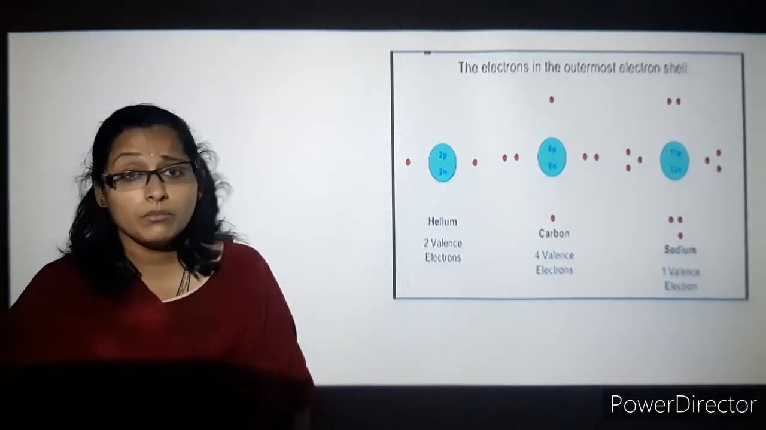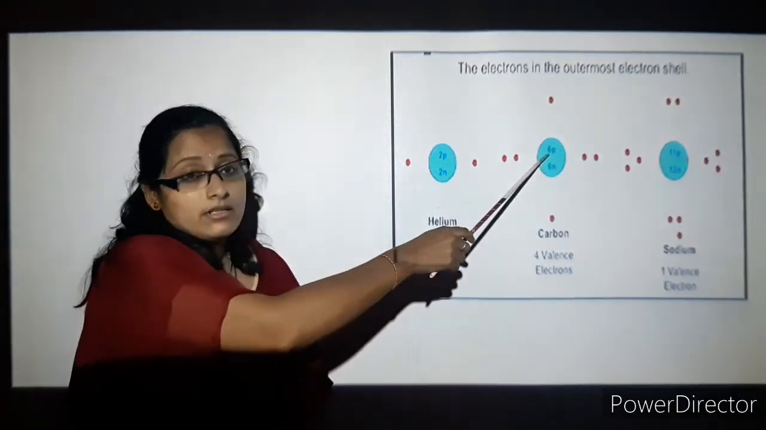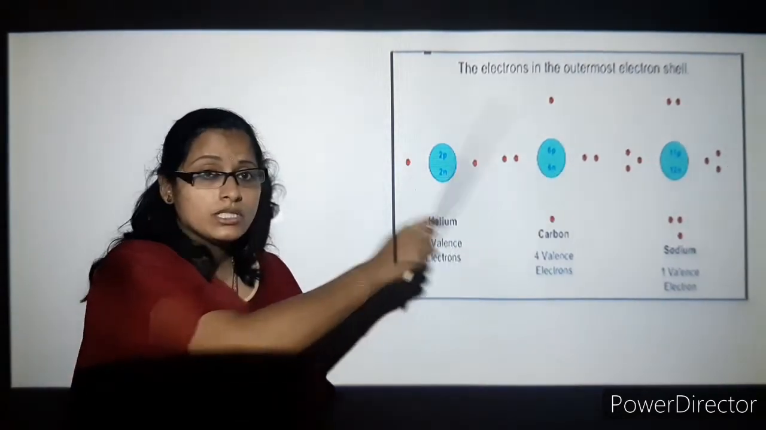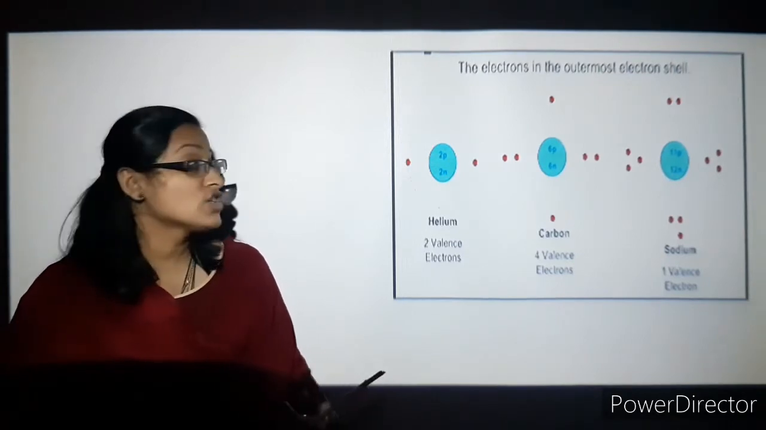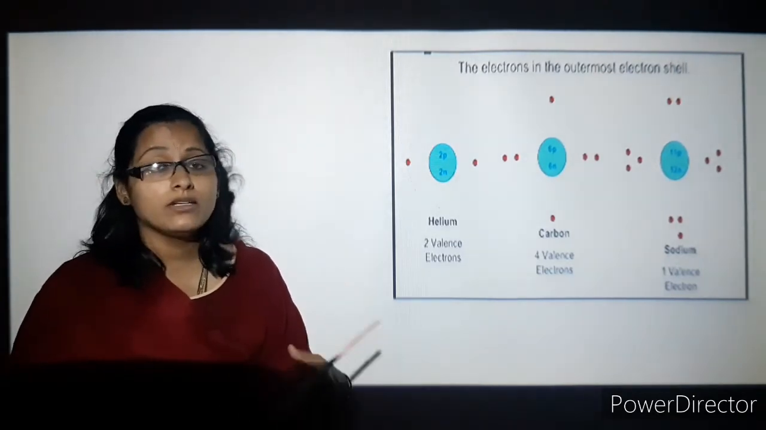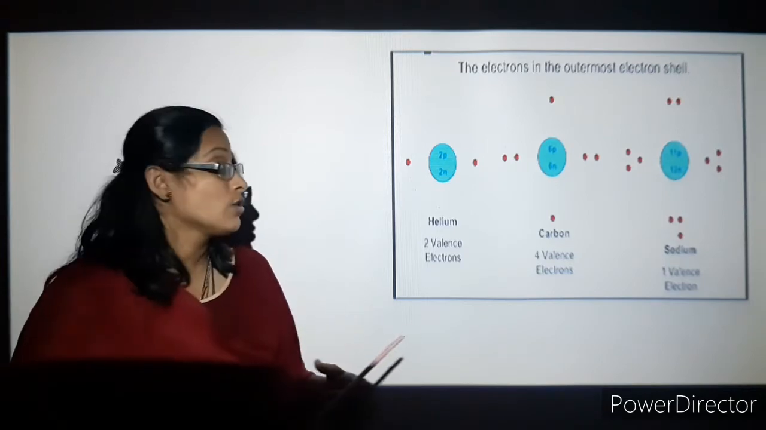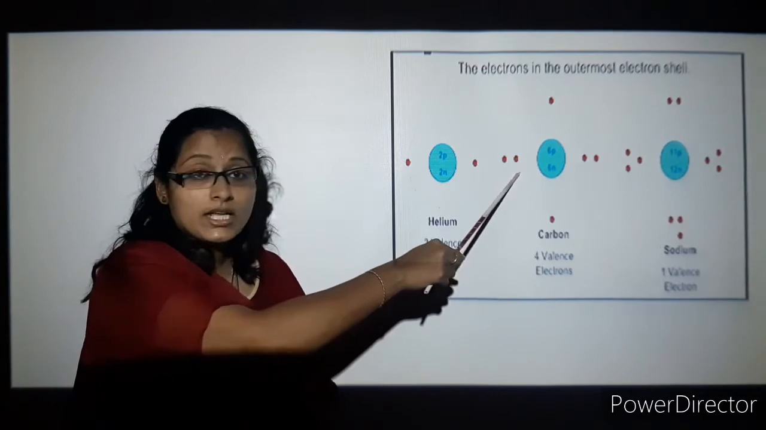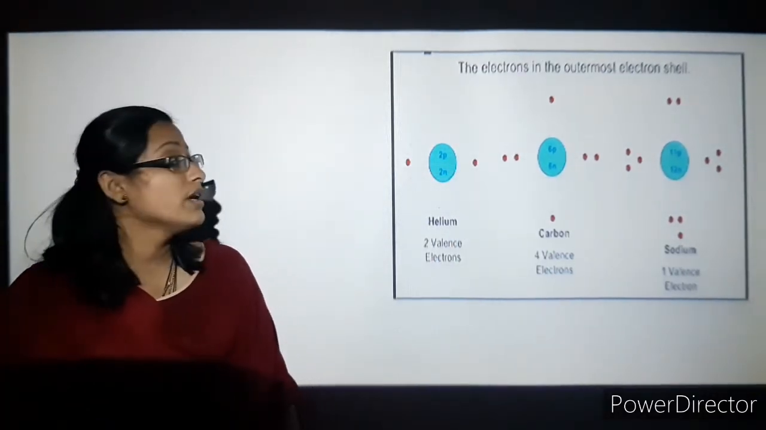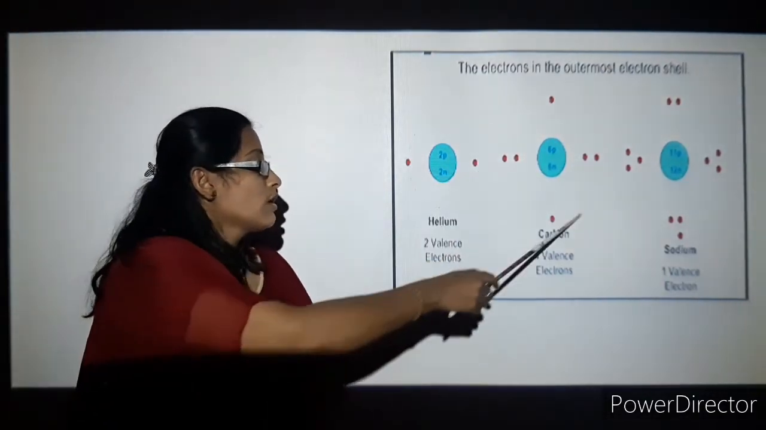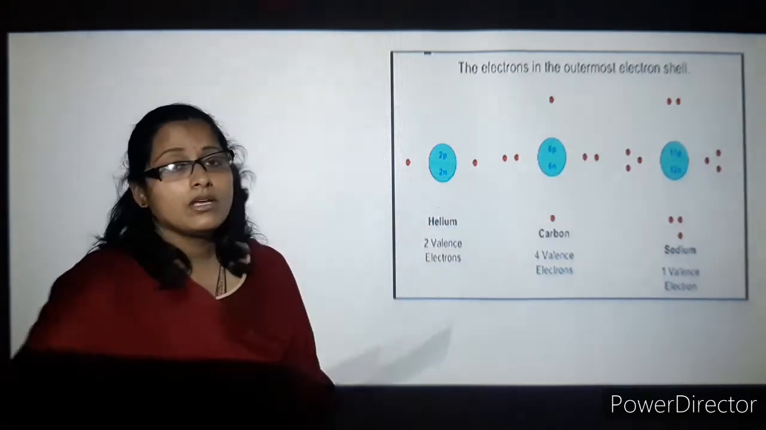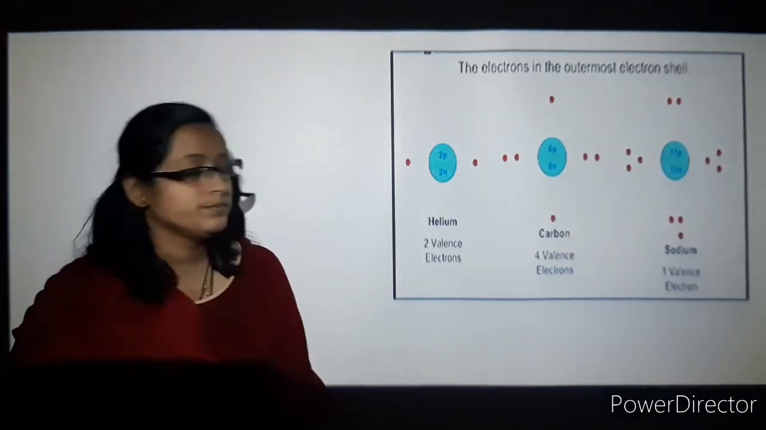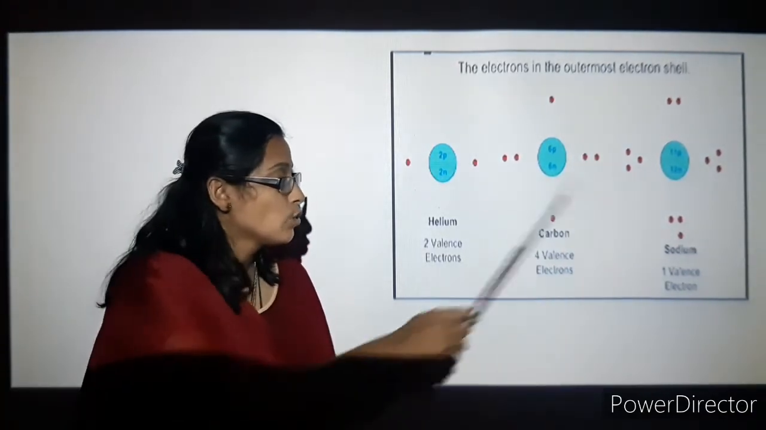So what is the atomic number of carbon? Carbon is 6. So you can see that in the nucleus it has 6 protons and 6 neutrons. As I told, in the first shell you should always place 2 electrons first. So you have placed the first 2 electrons in the first shell, that is the inner shell. How much is remaining now? Remaining is 4. So the remaining 4 carbon electrons are placed in the last shell and it becomes 4 valence electrons. In the same way, sodium.